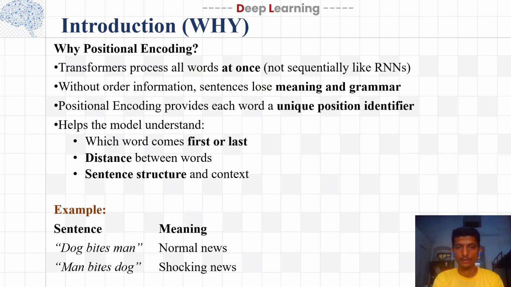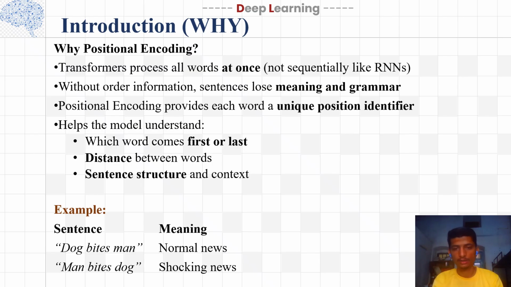Firstly, we start with the introduction. In that, why positional encoding is used. Transformers process all words at once, not sequentially like in RNNs. Without order information, a sentence loses meaning and grammar. Positional encoding provides each word a unique positional identifier. It helps the model understand which word comes first or last, distance between words, sentence structure, and context.